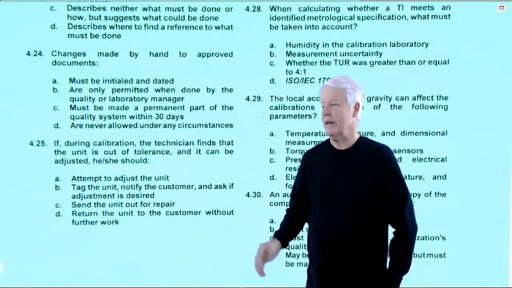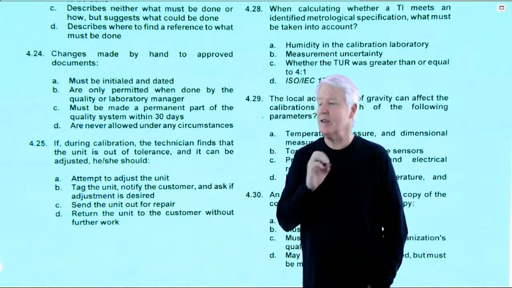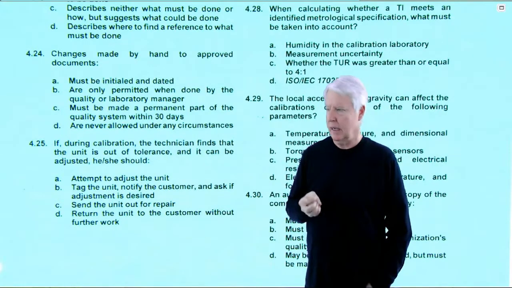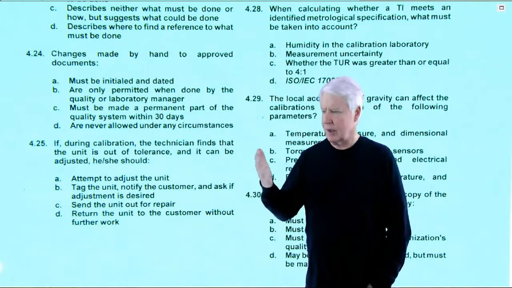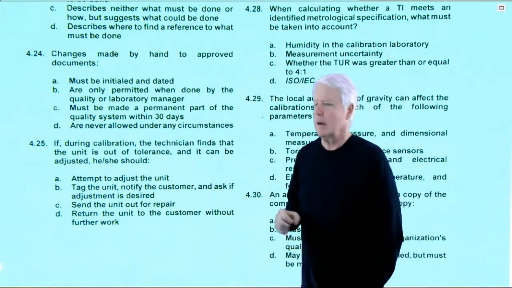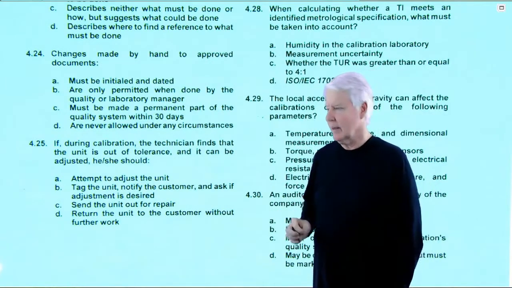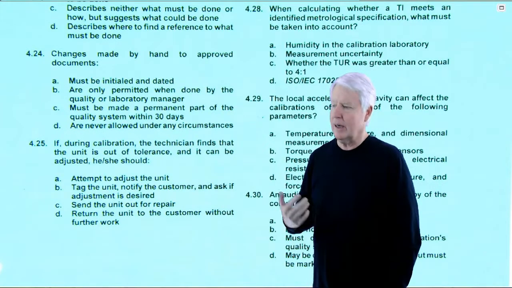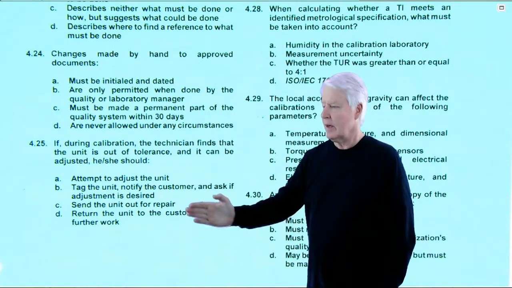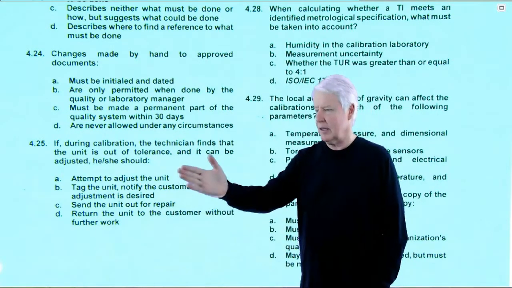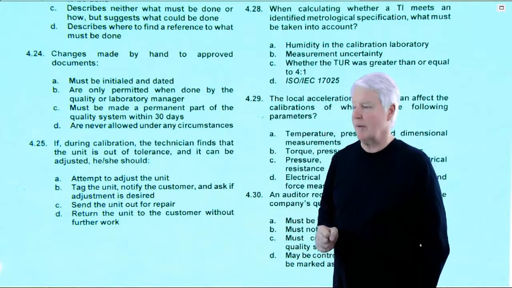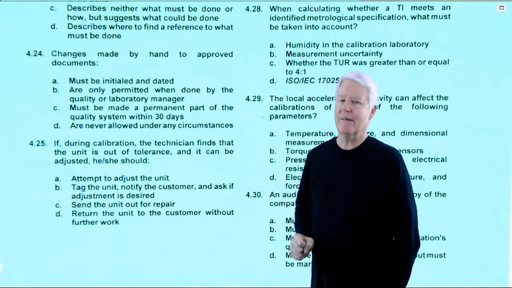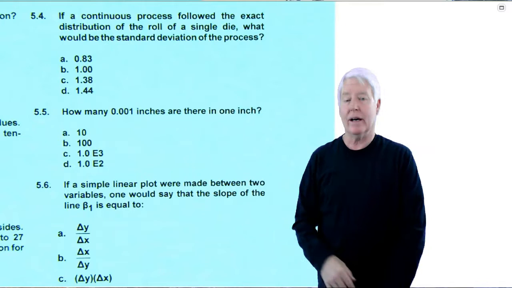All right, here we are at question 25. If during calibration the technician finds that the unit is out of tolerance and it can be adjusted, he or she should... Who is this? The calibration technician. Well, for heaven's sakes, that's what you're there for, to calibrate it. So attempt to adjust the unit, yes, obviously. Take the unit, notify the customer? No, you're supposed to calibrate it. Send the unit out for repair? No, it's not out of repair, it just needs to be calibrated. Return the unit to the customer without further work? No, what are they paying you for? Come on. No doubt, this one was an easy one. 25 is definitely A.